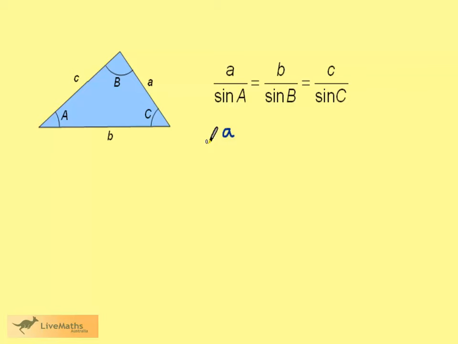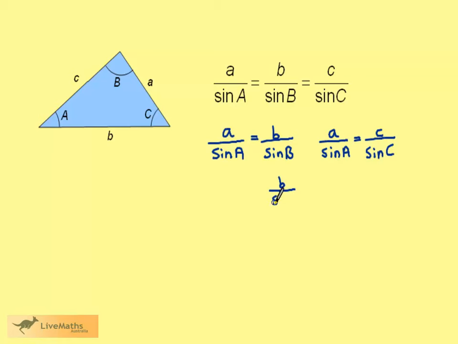We could have a over sine A equal to b over sine B. We could have a over sine A equal to c over sine C. Or we could have b over sine B equal to c over sine C.